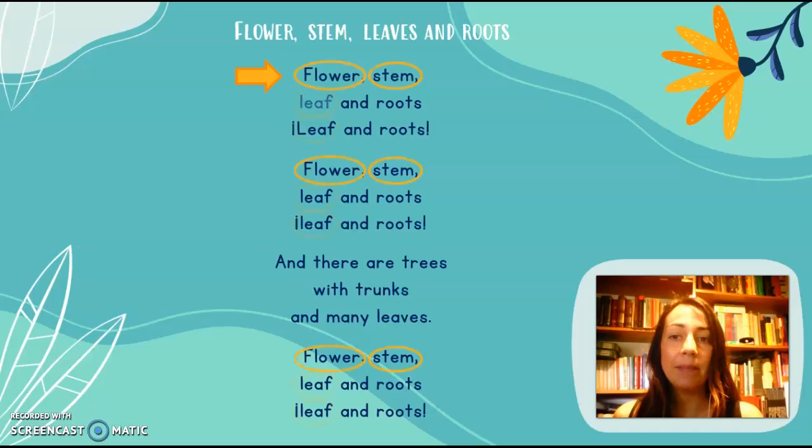Flower, stem, leaves, and roots. Flower, stem, leaf, and roots. Leaf and roots. And there are trees with trunks and many leaves. Flower, stem, leaf, and roots. Leaf and roots. This poem is actually a song and we're going to sing it later, okay?